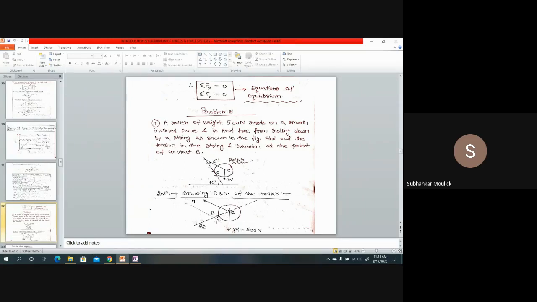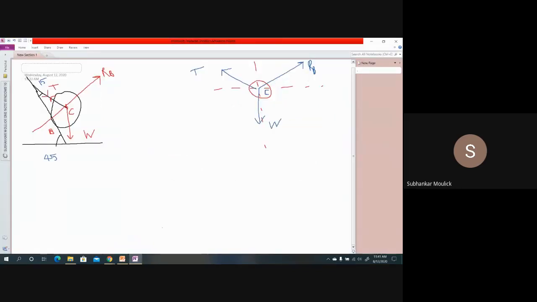Fine. Now you have many options. You can use the triangle law of force, you can use Lami's theorem, you can use the equations of equilibrium also to find out the unknown values T and RB. Now can you tell me, by looking at this problem, which equation will I use to find out the value of T and RB? Lami's theorem. Yes, we can use Lami's theorem.